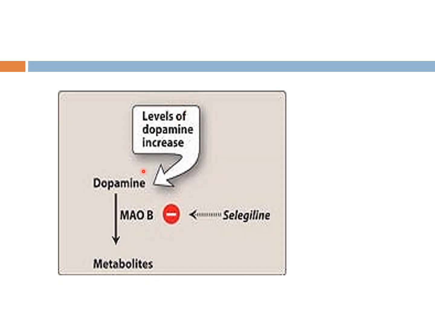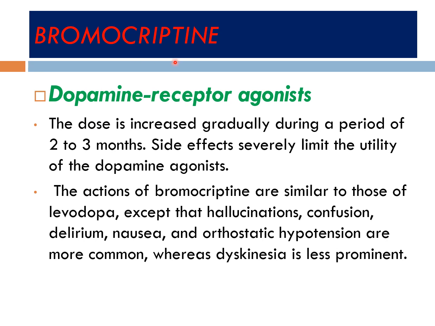So this is its mechanism of action. Dopamine metabolism by MAO-B. So we are inhibiting it so that there is increased level of dopamine. Then another group is bromocriptine, which is a dopamine receptor agonist, and it is given for 2 to 3 months. And the side effects of this drug basically limit its utility for the treatment of Parkinson's disease.